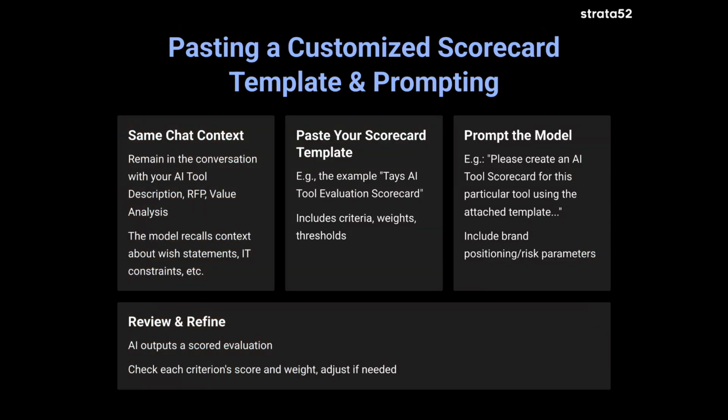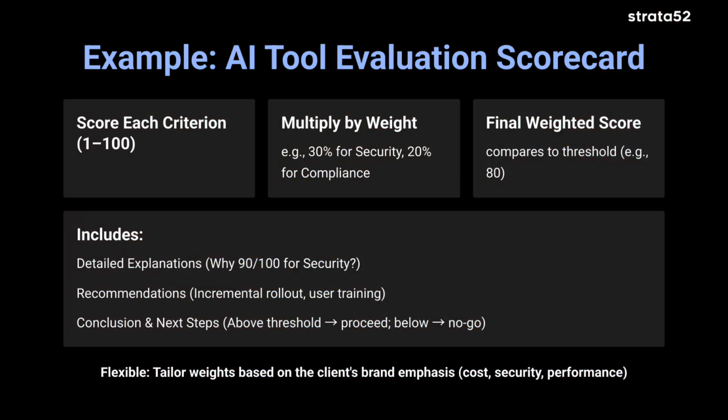To create an AI tool scorecard in ChatGPT or Claude, stay in the same chat conversation that you used for the AI tool description, the RFP, and the value analysis. You want the model to remember all of your prior contexts, like the wish statements, the IT stack constraints, the security requirements, etc. Then you're going to paste your scorecard template that you created for the business. For example, the Acme Construction AI Tool Evaluation Scorecard that you see here with its assigned weights and thresholds. For example, we had 30% for security and 20% for compliance.